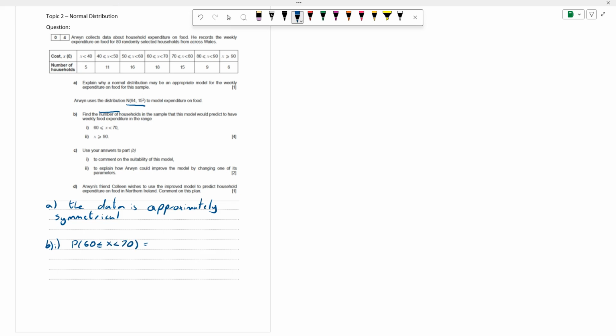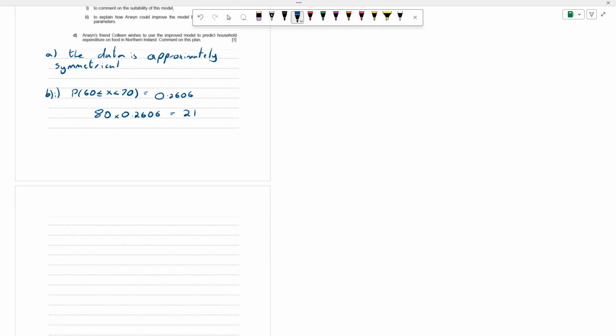Now, because it's a normal distribution, I can just use my normal CD function. My minimum is going to be 60, my upper is going to be 70, and then I've got my two things from my distribution above. Gives me 0.2606. Now, that is the probability of it being between there. And if I look at how many there are in total, there's 80 in total. So if that's probability of 1, and I do it for 80, I'm going to simply times them together, which comes out, if I round it, to 21. Now if I look at the 60 to 70 mark, that was 18, so I'm a little bit off.